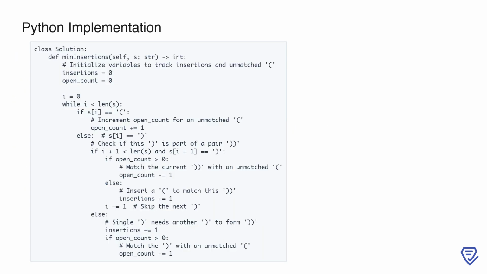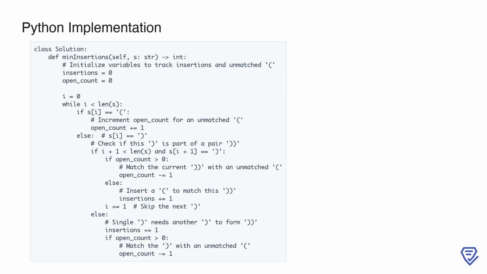Here, we begin by defining the min_insertions function within the solution class, which takes a string s as input. We initialize 2 variables, insertions, to count the number of insertions needed, and open_count, to track unmatched opening parentheses. We then start iterating through the string using a while loop. If the current character is an opening parenthesis, we simply increment open_count to indicate that it is unmatched.